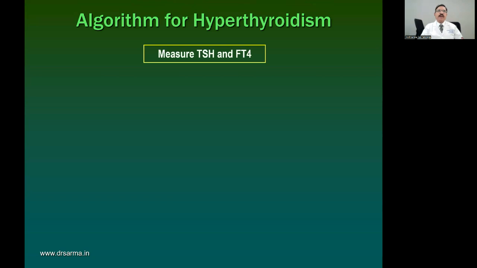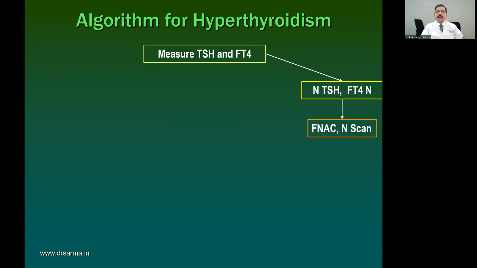Measure TSH and FT4. Whereas in hypo, he measured only TSH. Here, when we are suspecting hyperfunction, measure TSH as well as FT4, because hyperfunctioning will require the hormone also. Both normal TSH, FT4 also is normal. Most of the individuals it will be like that.